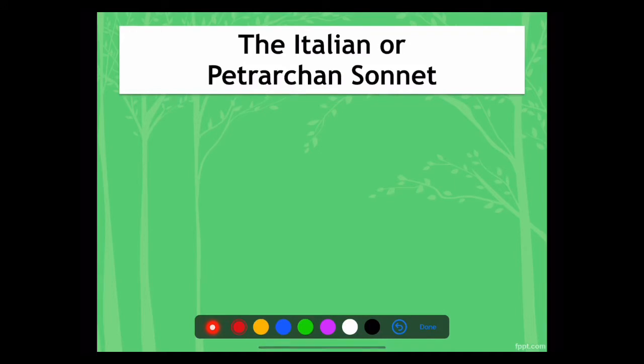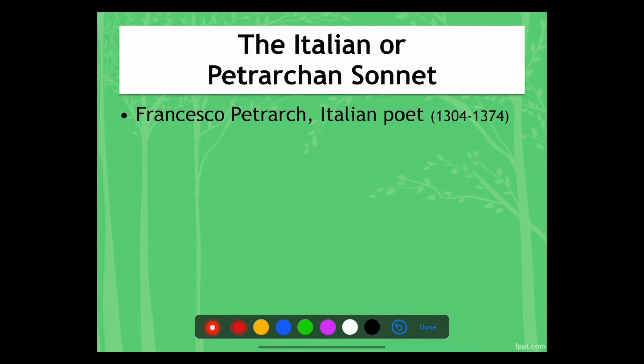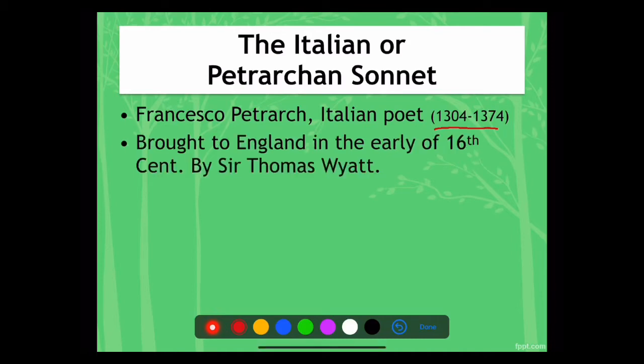Now, there are two types of sonnets, kind of like the two models that most poets use. We call them the Italian sonnet and the English sonnet. The Italian sonnet, or Petrarchan sonnet, comes from a poet named Francesco Petrarch, an Italian poet in the 14th century, 1304 to 1374. The Italian sonnet originated in Italy and was brought to England in the early 16th century, much later, by Sir Thomas Wyatt.